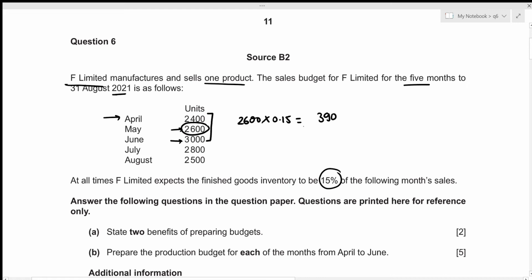Now we repeat the same process for the months of May and June. For May, the closing inventory is going to be 15% of the sales units in June. That's 3,000 times 15%, which gives the value of 450. And for June, that will be 15% of the sales made in July. So that's 2,800 times 15%, which results in the value of 420. Now let's record these three values as our closing inventory for the months of April, May, and June.